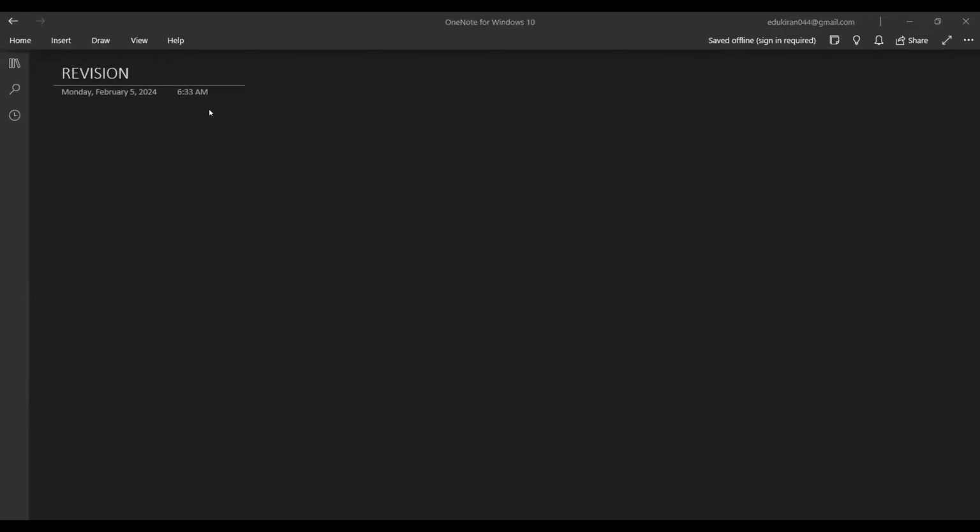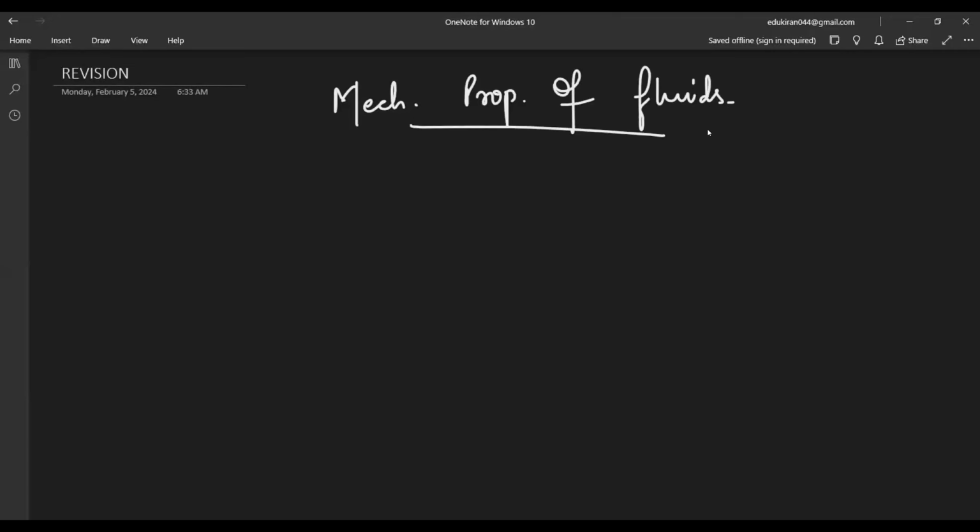All right, class, starting with the revision. Now, in the last class, we have done the revision of mechanical properties of solids. Now, we'll be doing mechanical properties of fluids.